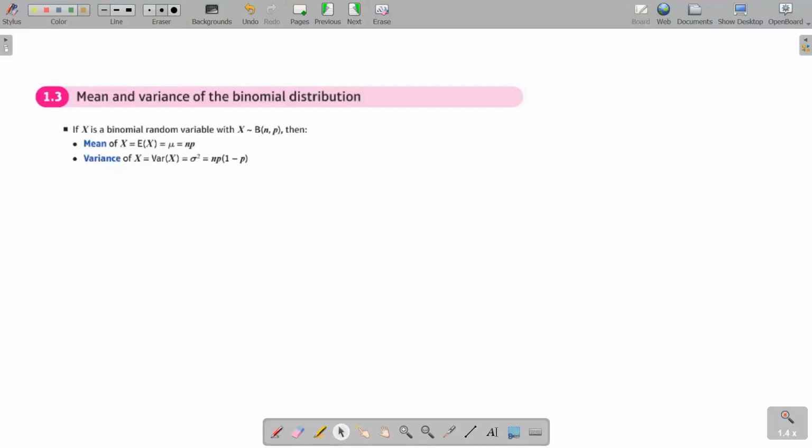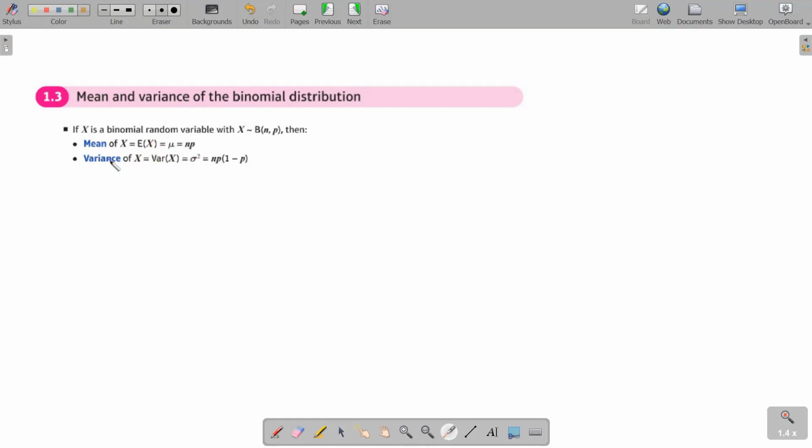Okay, so now we'll move on to the next part of the lesson, mean and variance of the binomial distribution. When it comes to the mean of the binomial distribution, the rule is given here. If X is a binomial random variable, X follows a binomial distribution n comma p, then the mean of X, E(X), is given by np.